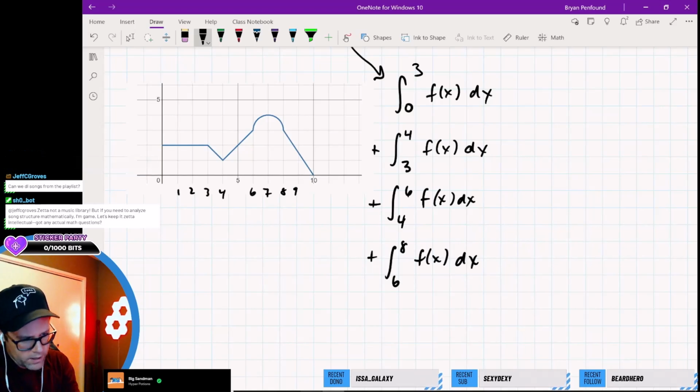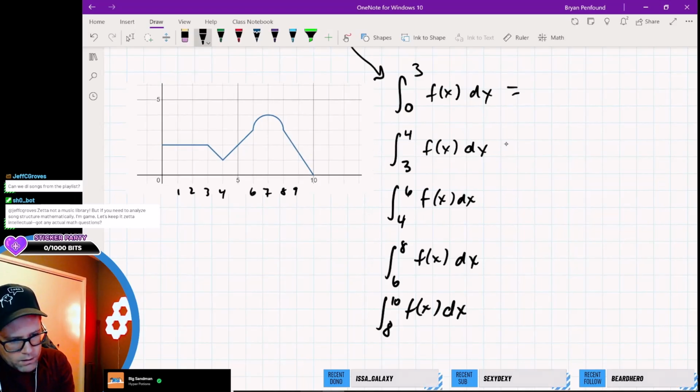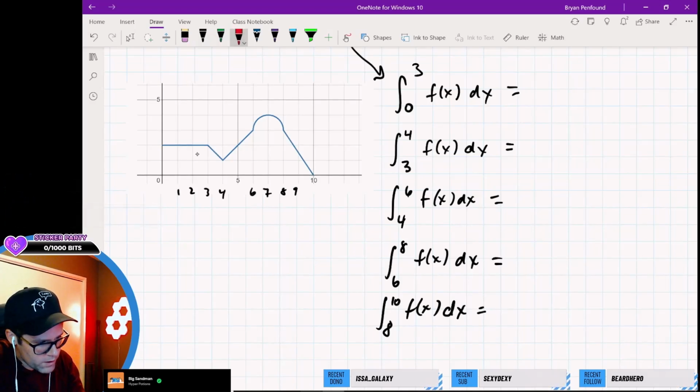Then maybe we'll try 6 to 8, and then maybe we'll go 8 to 10. I think this one's just a matter of breaking this up into a bunch of different pieces. And we're just going to, let's just calculate all these numbers. We'll add them all up, and we'll get this job done. So what do we think over here?